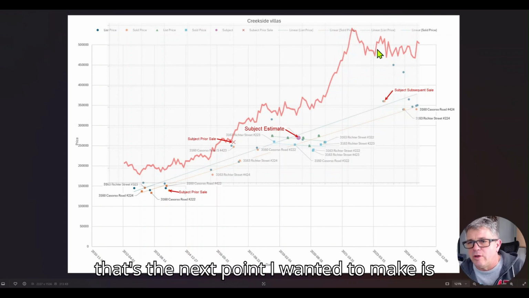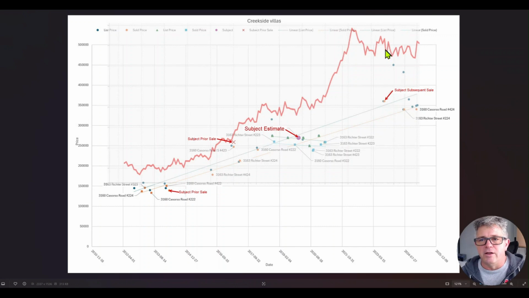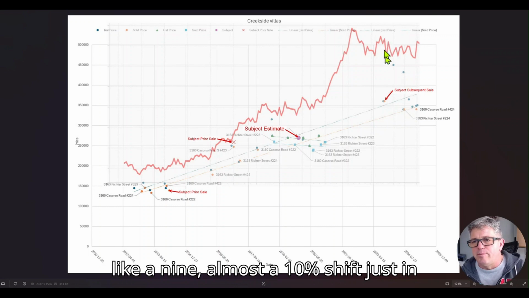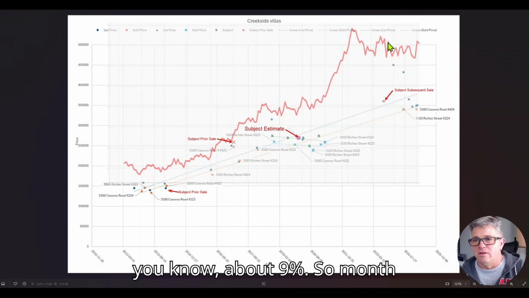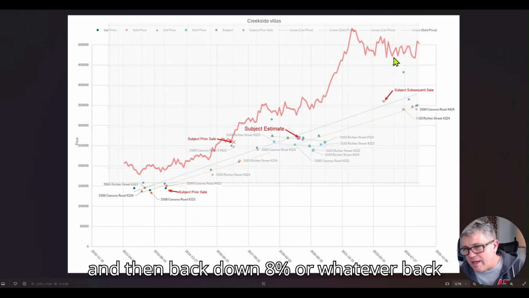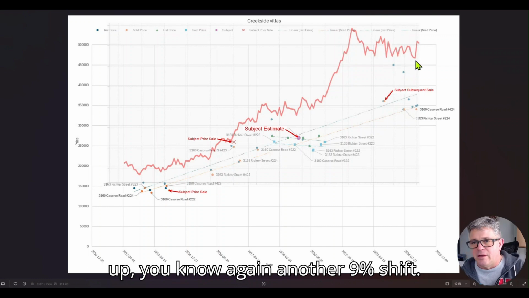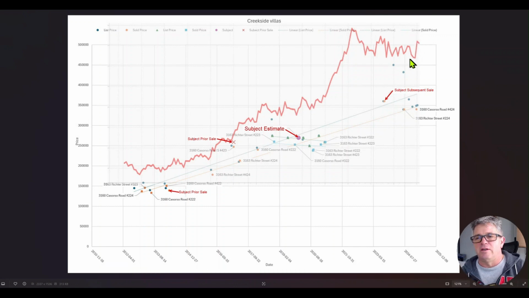And that's the next point I wanted to make. You've got here almost a 10% shift just in this one month, and then back up almost about 9%. So one month, and then back down 8% or whatever, and back up again, another 9% shift.